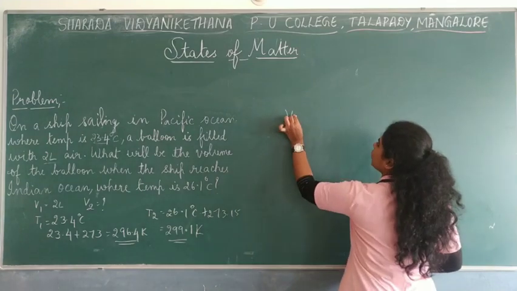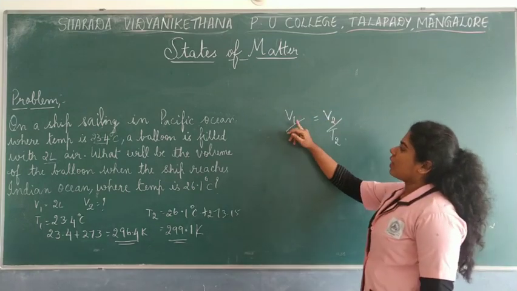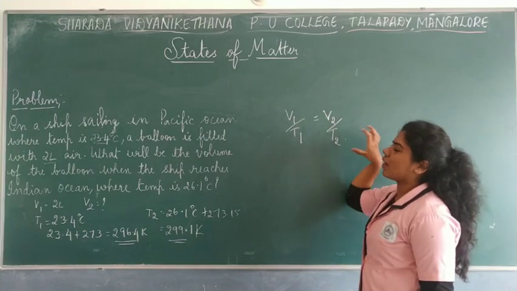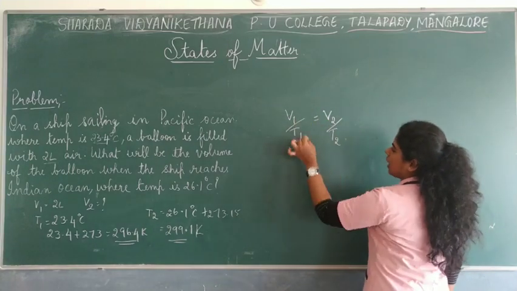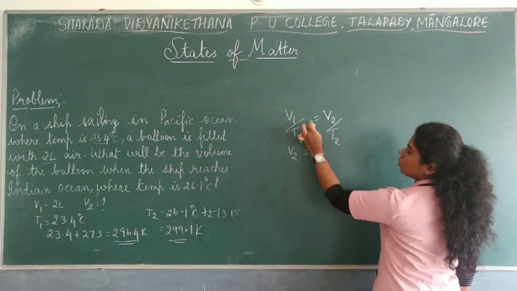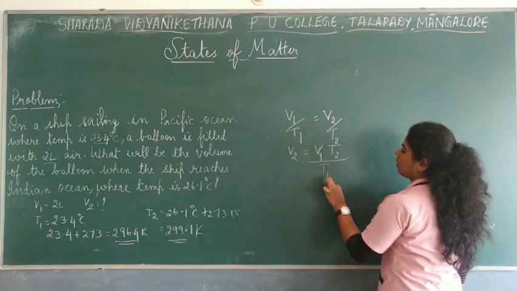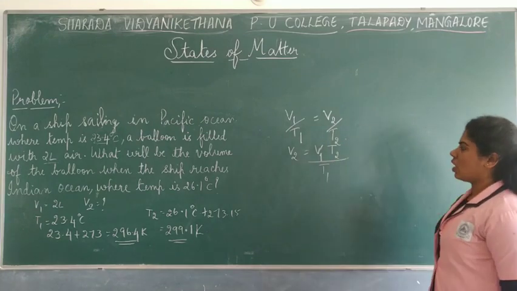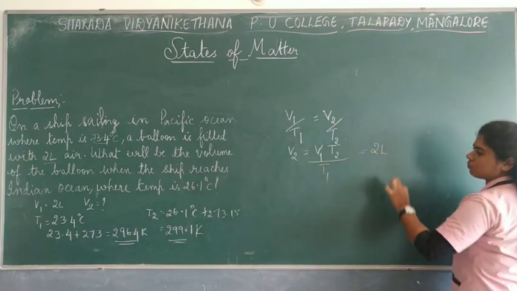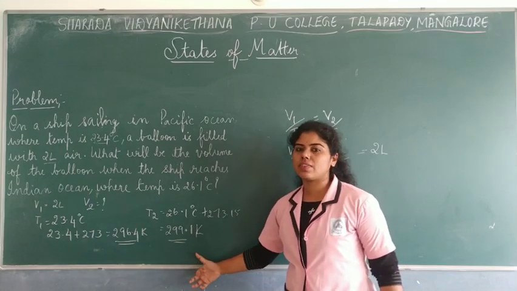So we have the expression V1 by T1, that is from Charles law, equals V2 by T2. Now what do we have here? We have to find out V2, the volume of the balloon at the final temperature. When we rearrange the equation, you get V2 is equal to V1 into T2, cross multiply, divided by T1. Right? So this is how you rearrange. Now let us substitute. We have V1, how much is it? 2 liters. T2 is 299.1 Kelvin.